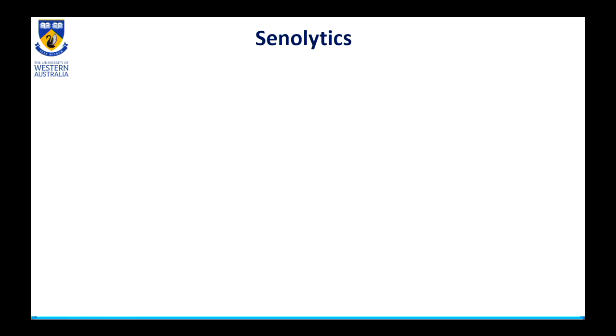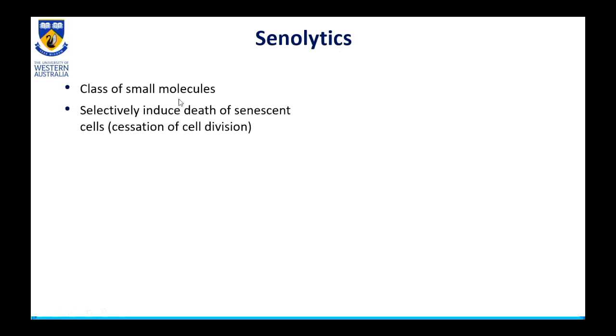So I'm just going to talk about a couple of others that are a bit different that are being trialed. These are literally in the development stage and are just going to go into clinical trial. One of them is called a senolytic. These are a class of small molecules, and what they do is they selectively induce the death of senescent cells. A senescent cell is a cell that can no longer divide.